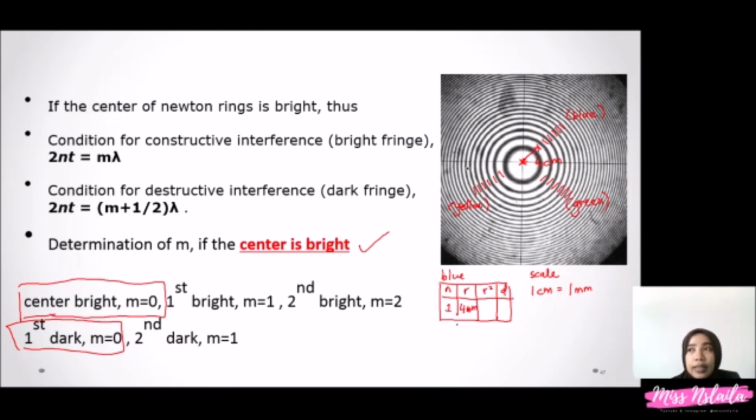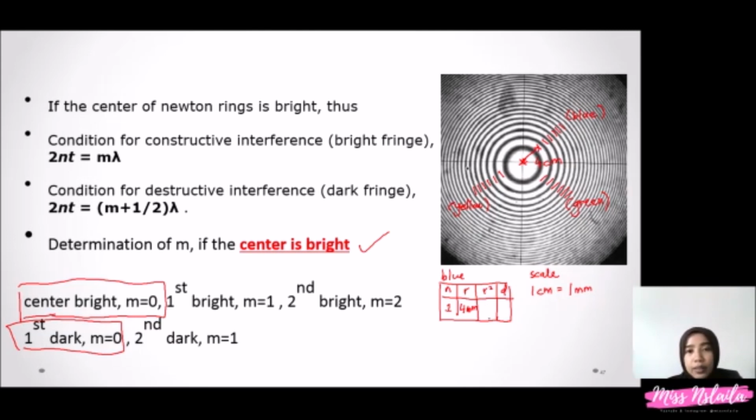Why? Because later when you enter the lab, you can take a look at the Newton's ring apparatus. There is a scale on it. The scale is actually in millimeter. But when we use the lens, it becomes bigger, but actually the size is in millimeter. Okay, so that's why you need to apply this scale.